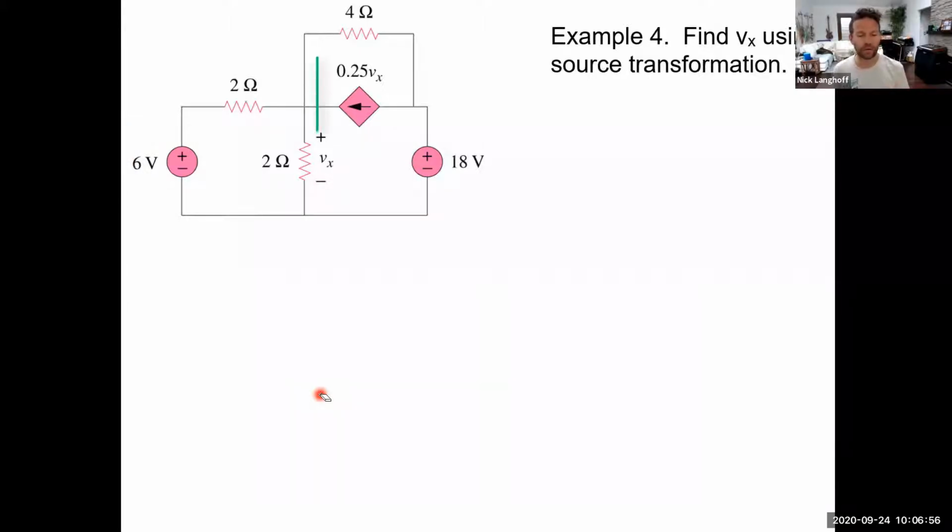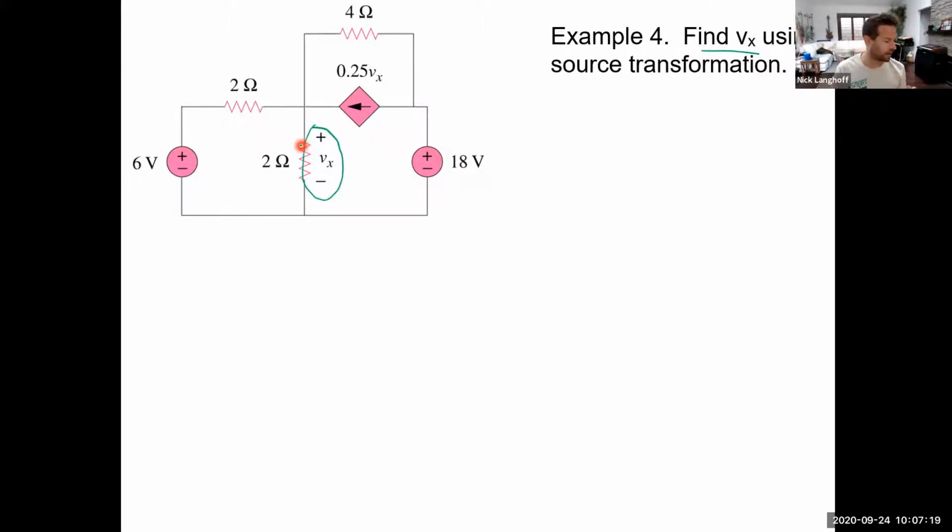And then we've got a 0.25 Vx source, a dependent source, where Vx has been defined as the voltage across this 2 ohm resistor here. And we've been asked to find Vx using source transformation. So keep in mind, this is the Vx that we want. That's the thing we're looking for.